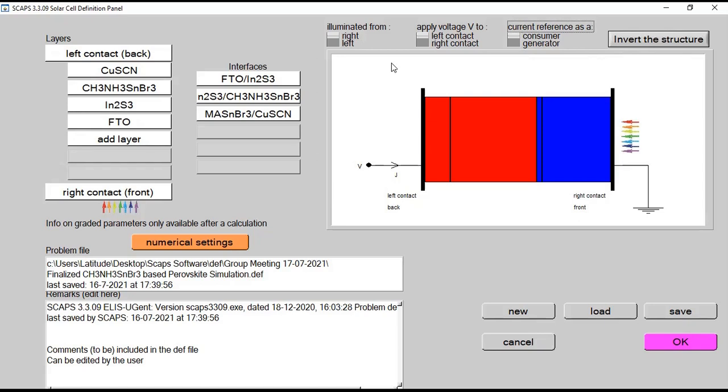Okay, do you have any question about any analysis or any other query about simulation?